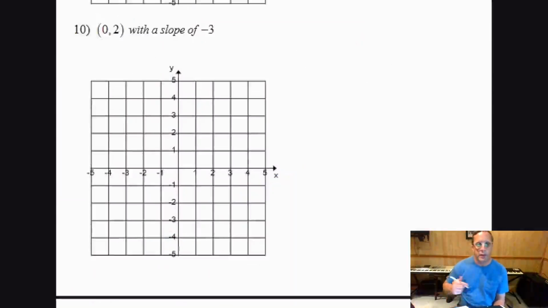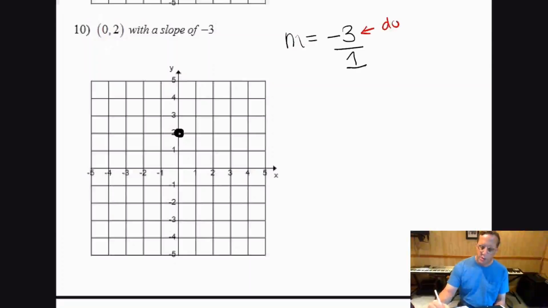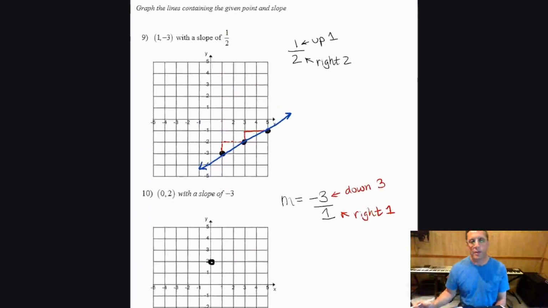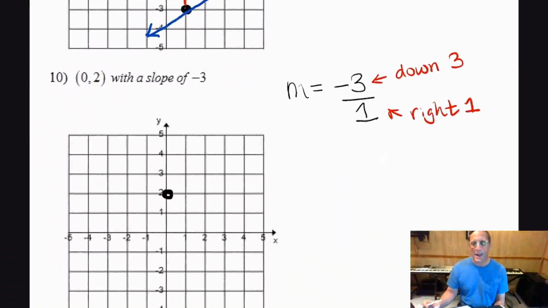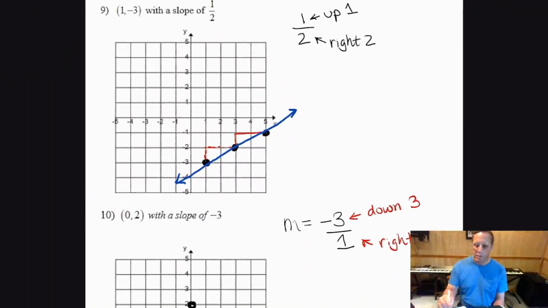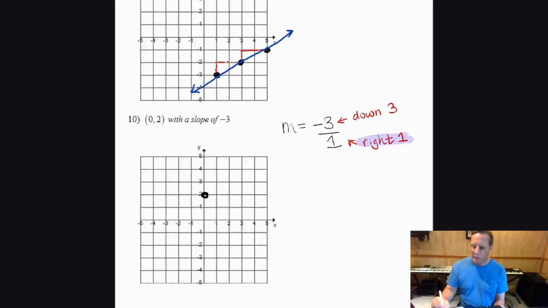Number 10, we have a starting point of 0, 2. 0, 2 is going to be right on the y-axis right here. And then that has a slope of -3. Now, when the slope is -3, just an integer, if you want to think of it in ratio form, just think of it as -3 over 1. So that means down 3, and it means right 1. Now notice on the first one that we did, we went up because it was positive. On this one, it's negative, so we went down. But for both of them, we went right. So that's one way to do it.